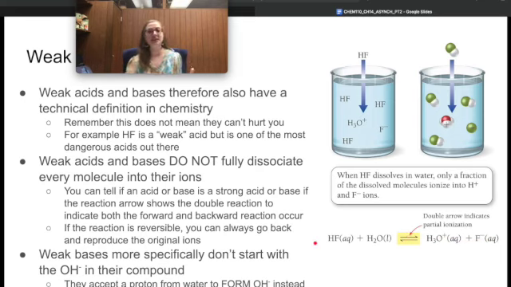So basically, when we're thinking about that, if I look at the forward reaction, it kind of shows that dissociation model. However, if my F- and my H3O+ bump back into each other, they'll make that HF again.